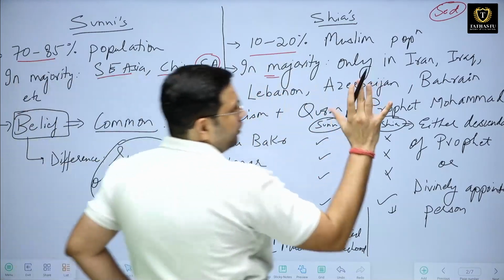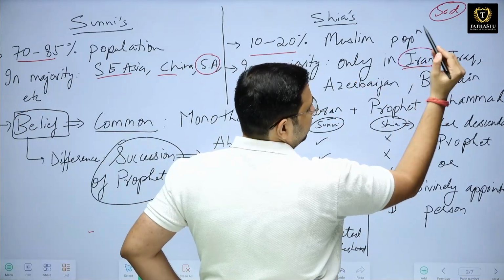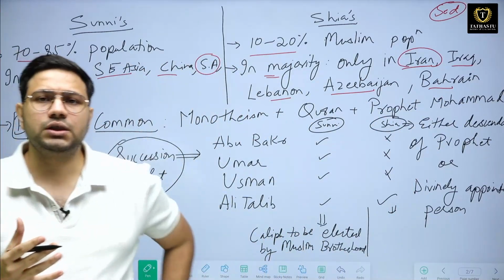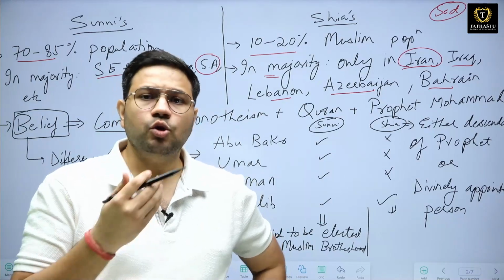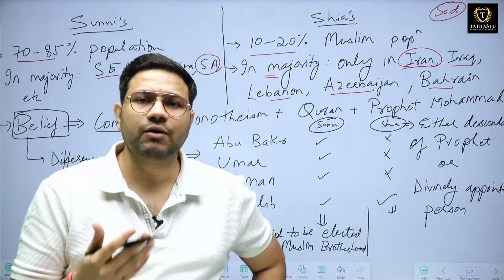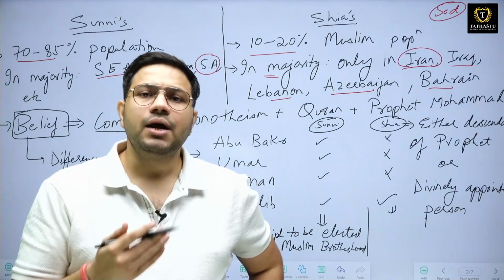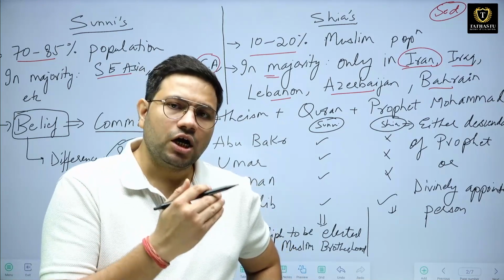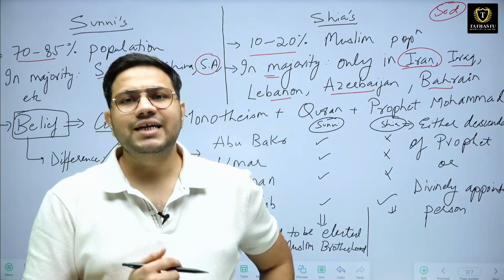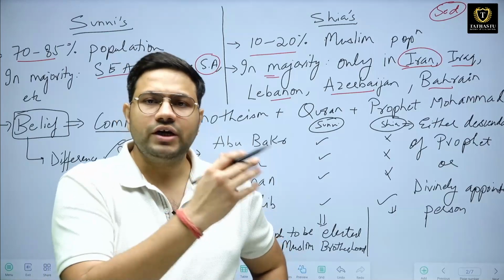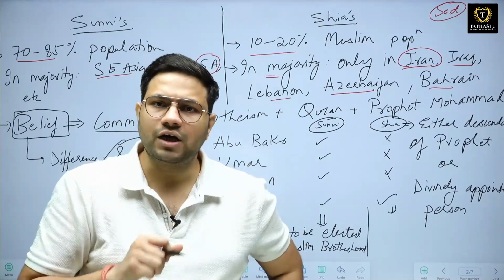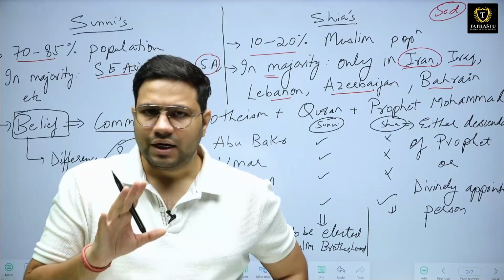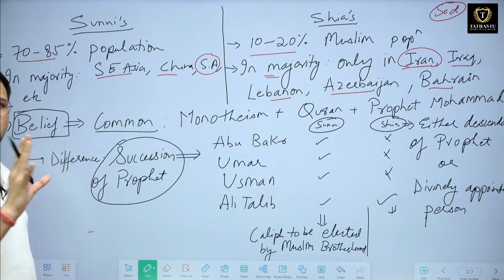Shias are in majority only in 5 areas, that is Iran. Iran is very important. Then Iraq, Lebanon, Azerbaijan, Bahrain. So Iran happens to be the head of the Shia population. So Iran and Saudi Arabia started developing cold feet against each other because of the religious or sectarian differences. Because Saudi Arabia follows the Sunni sect and Iran follows the Shia sect. So Iran is trying to dominate all the Shia population, and Saudi Arabia is trying to dominate all the Sunni population. Clear hai?